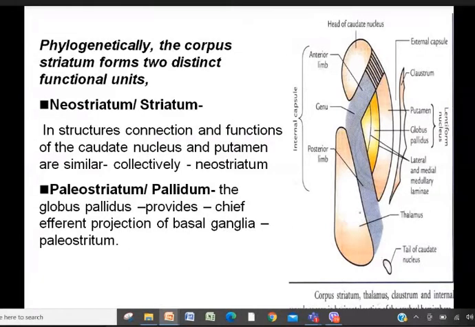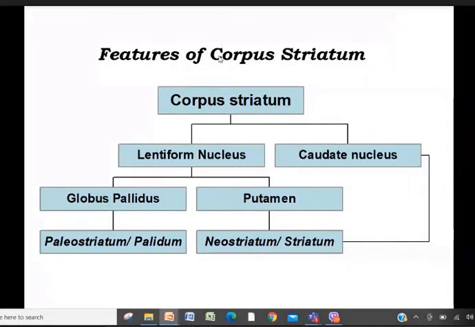So the connection between these. Now we'll talk about the features of the corpus striatum again. It is divided into lentiform nucleus and caudate nucleus. Look at it. The lentiform nucleus is again divided into globus pallidus and putamen. These two, caudate nucleus and putamen, are known as neostriatum, whereas the globus pallidus itself forms the paleostriatum.